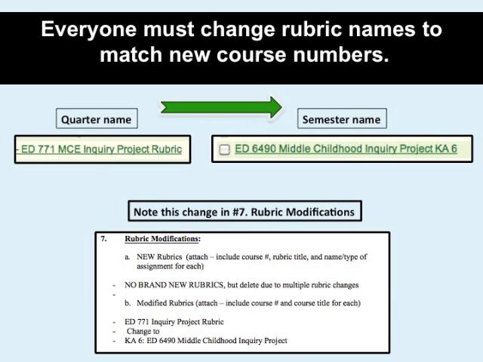Since we move to semesters this fall, you will need to change all rubric names to reflect the new course numbers. The system we use to keep all the rubrics organized is to start them with the course number, and we're going to continue that. So ED 771 Inquiry Project rubric will need to be changed to ED 6490 Inquiry Project. You can also add standards to the name like KA number 6 for quick reference when reviewing comprehensive reports.